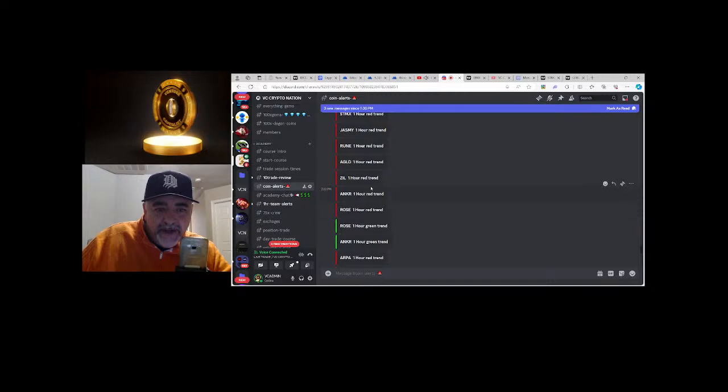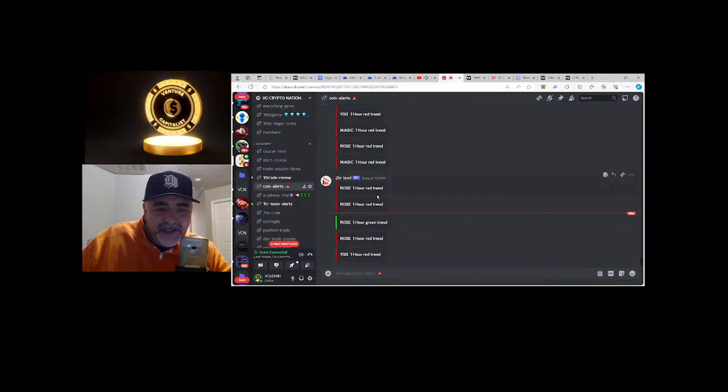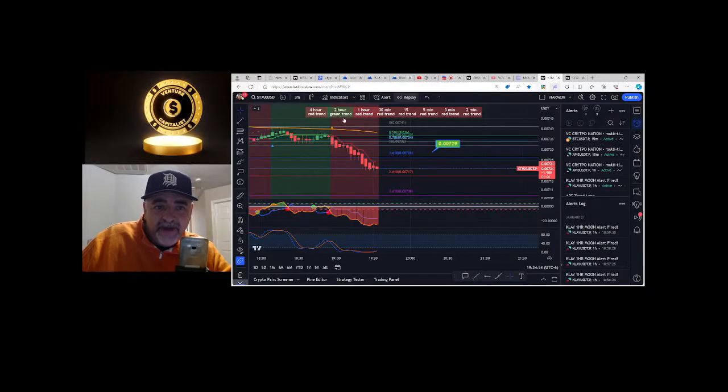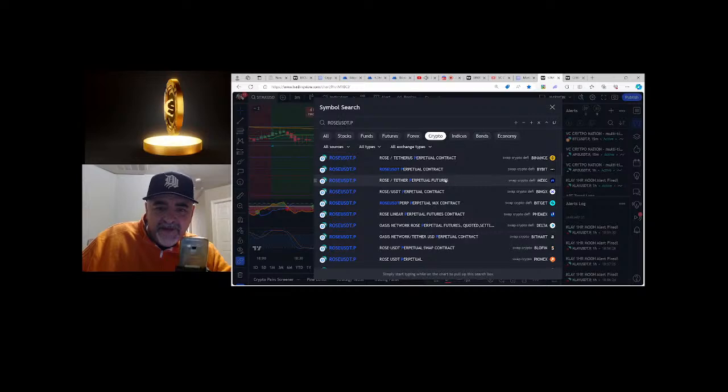ALGO 1 hour red, ZIL, ANCHOR, ROSE, APE, ROSE, KY, YGG, MAGIC. All right, guys, so dig in. You have a ROSE 1 hour red trend, and a 1 hour green trend on YGG. Let's go look at ROSE. ROSE is hot right now. So we're looking for this bounce, and then we're looking for the short position. Okay, let's go look at ROSE.